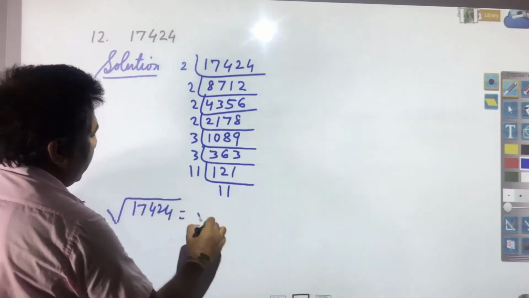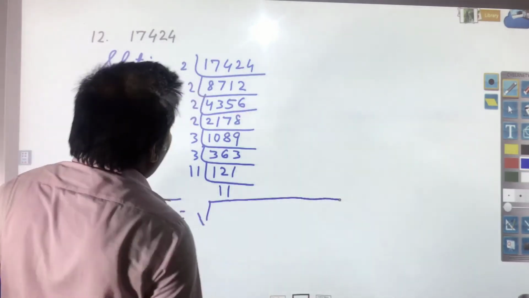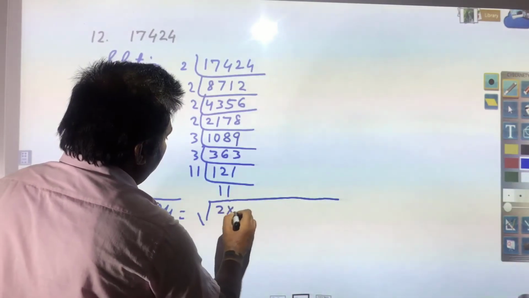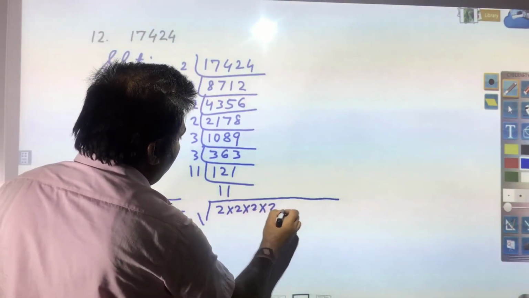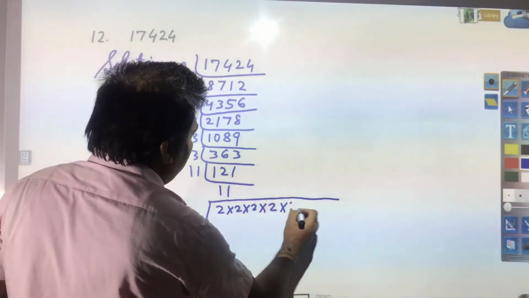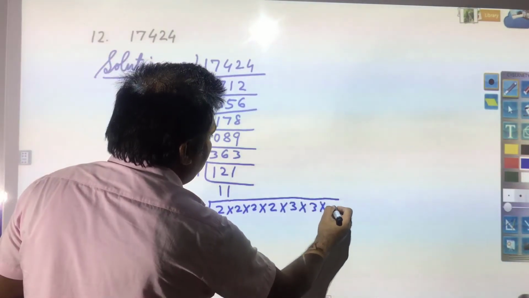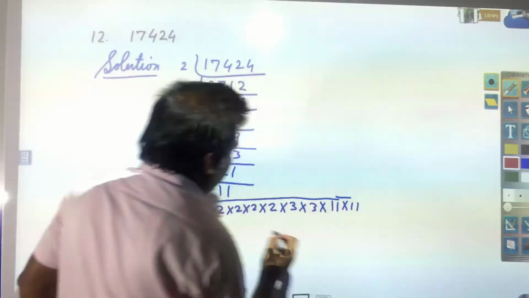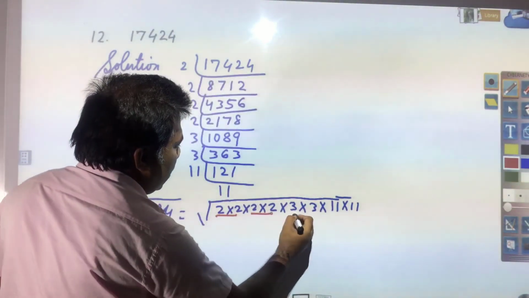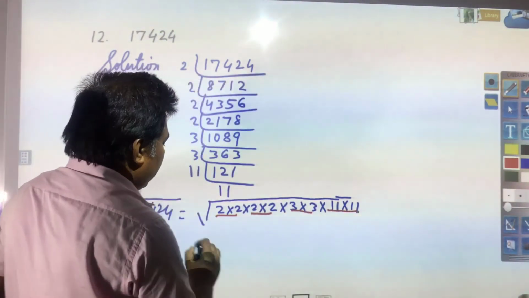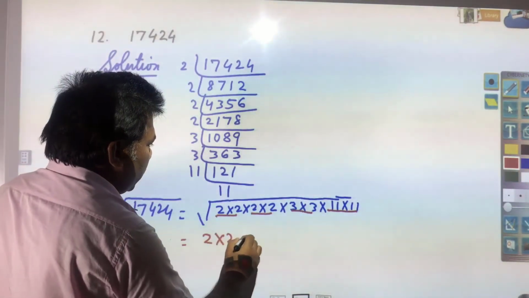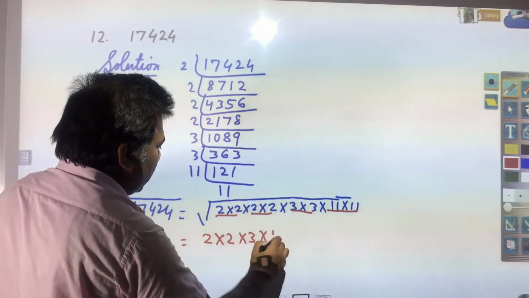17424 will be square root of 1 2 3 4 times you have 2 into 2 into 2 into 2, and then 2 times 3 you have, and 2 times 11 you have. Your pairs will be these, and therefore, your answer will be 2 into 2 into 3 into 11.